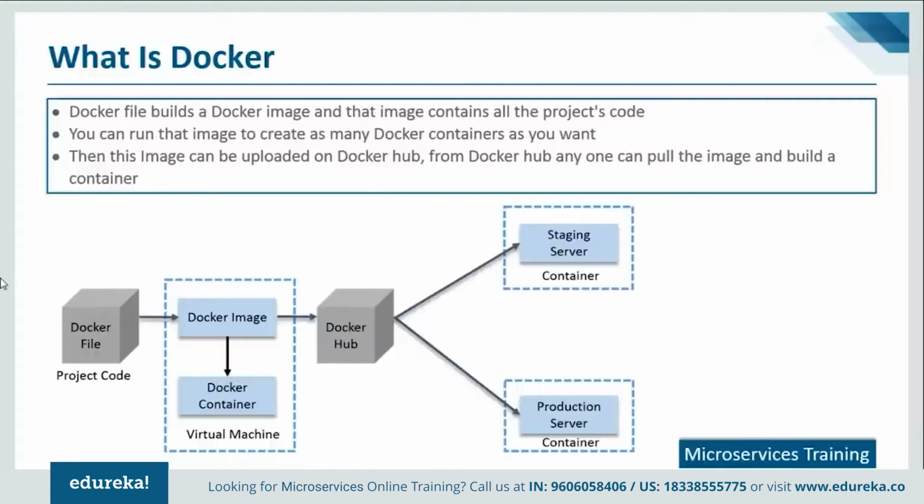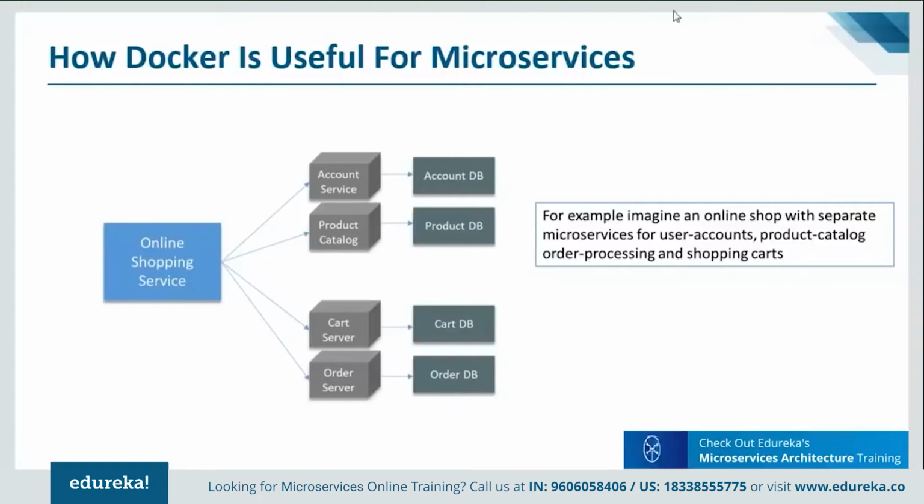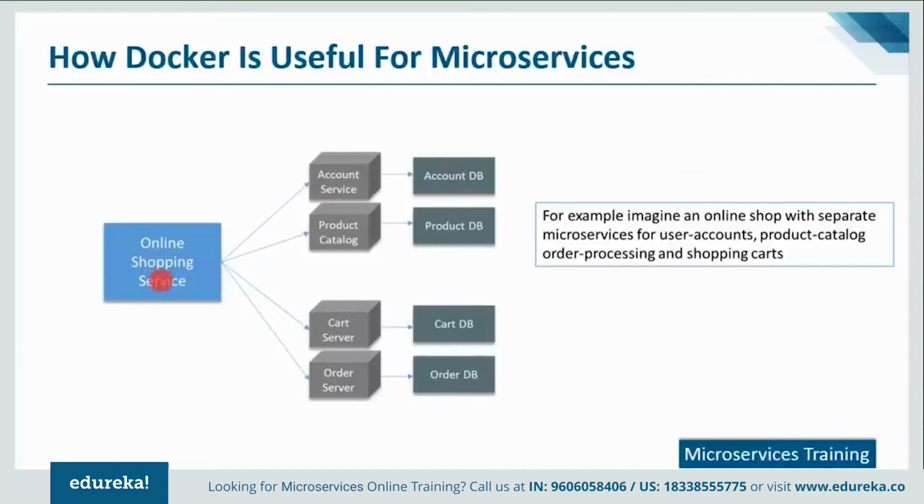Although there are multiple use cases available, this is one way of using Docker, guys. Now Docker for microservices. Just an example of how we can use Docker for microservices. Basically, imagine we have separate services for an online shopping service. We have account service, product catalog, cart service, and order service, right? All of them have their own database. So we can run all of these services on a different Docker container. I'm going to show you practically how you can do that.